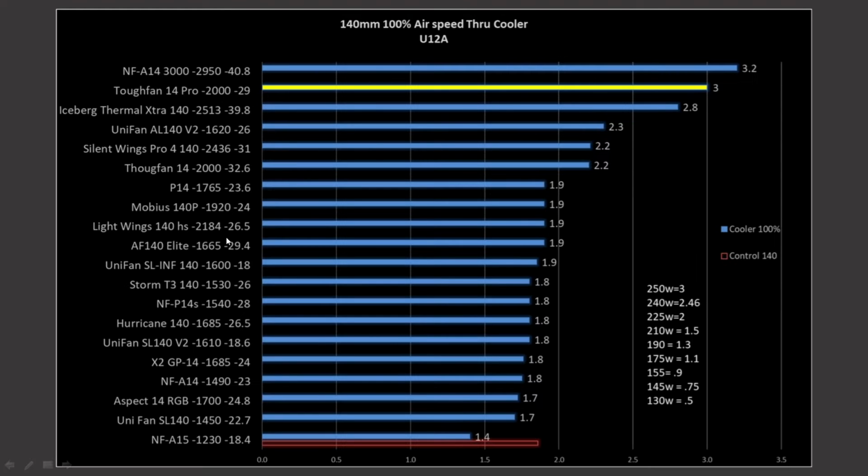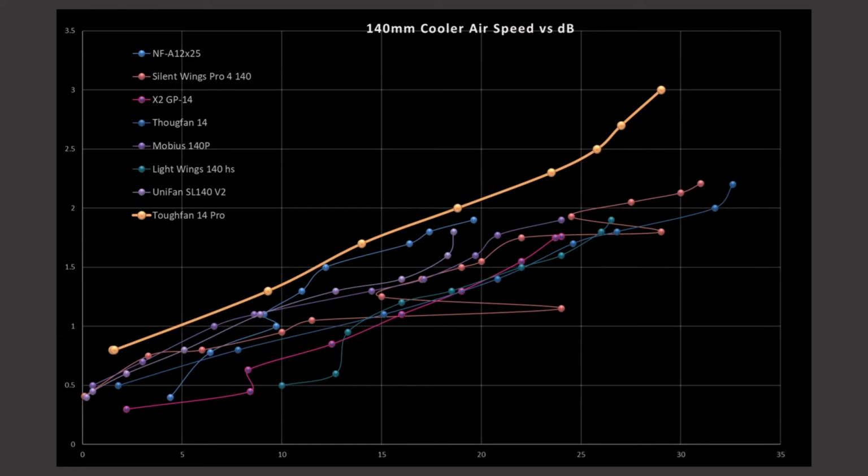So it's moving a lot of air for its given noise value. So if this fan will fit in your case, I might be calling this a top pick going forward. And as for its noise results, well, they speak for themselves. None of the other fans even come close to touching it.